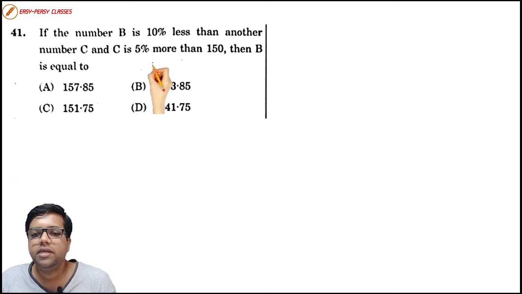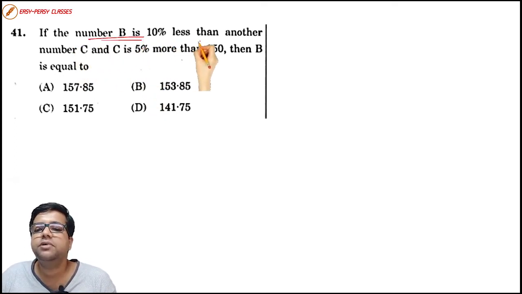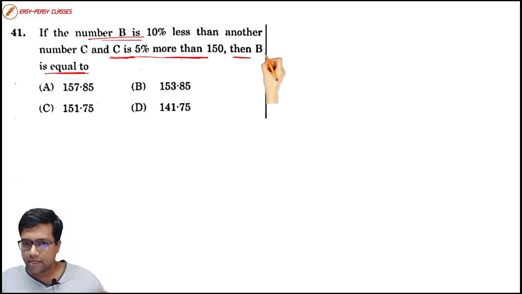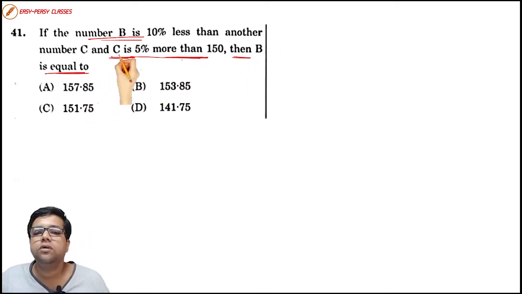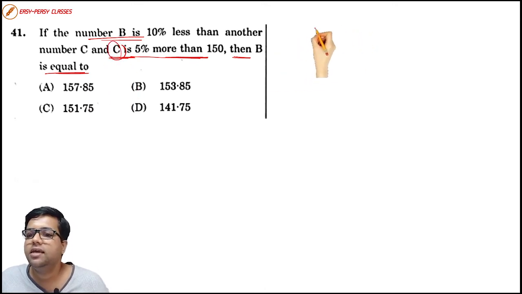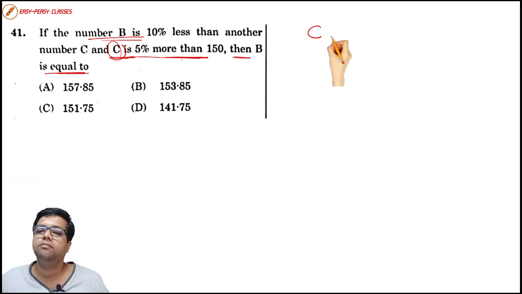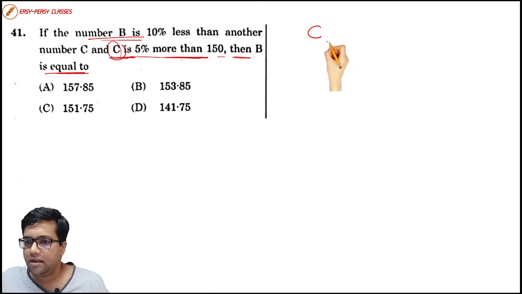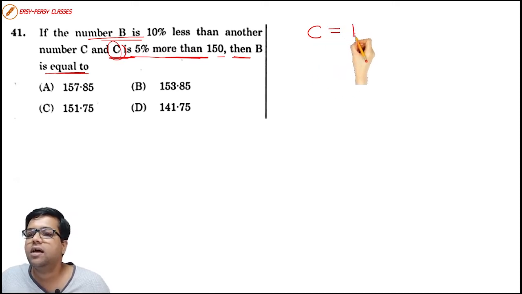So the first question is the 41st question. If the number B is 10% less than number C and the number C is 5% more than 150, then what is the value of B? First let us go through the value of C. C is actually 5% more than 150, right? Suppose I keep the value as 105.